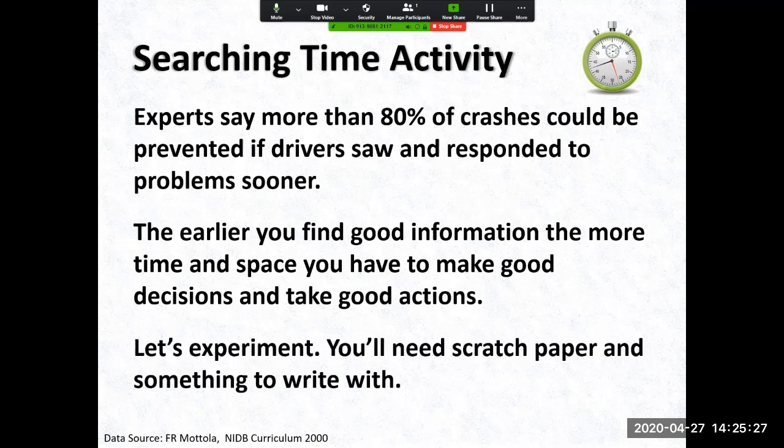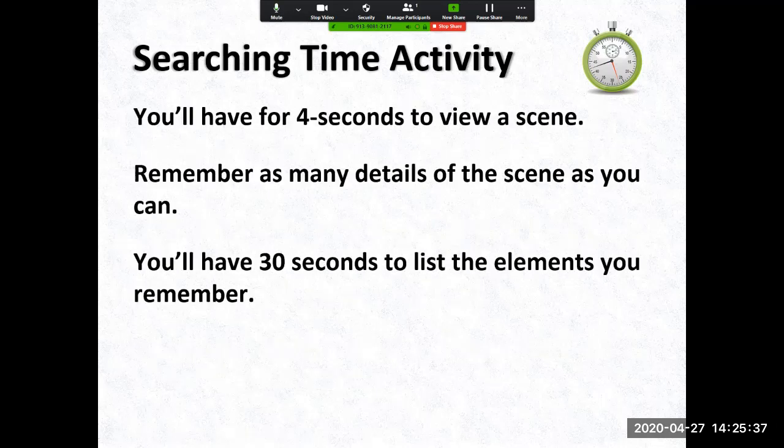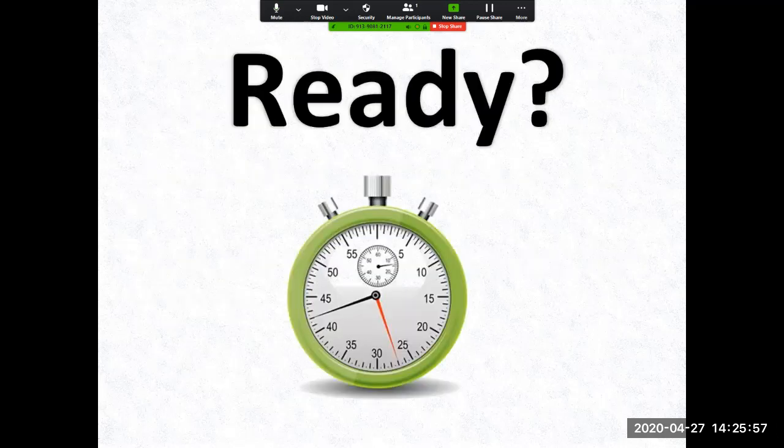So we're going to do an experiment, and we're not going to use the scratch paper because you don't get scratch paper in the car. We're just going to do this all from memory. Okay. So you are going to have 4 seconds to view a scene, and you're going to remember as many details in this scene as you can. And don't pause, don't try and cheat the system. Okay. And then you'll have 30 seconds to kind of list or remember the things that you saw. Okay. So picture everything that you see and remember. Ready?